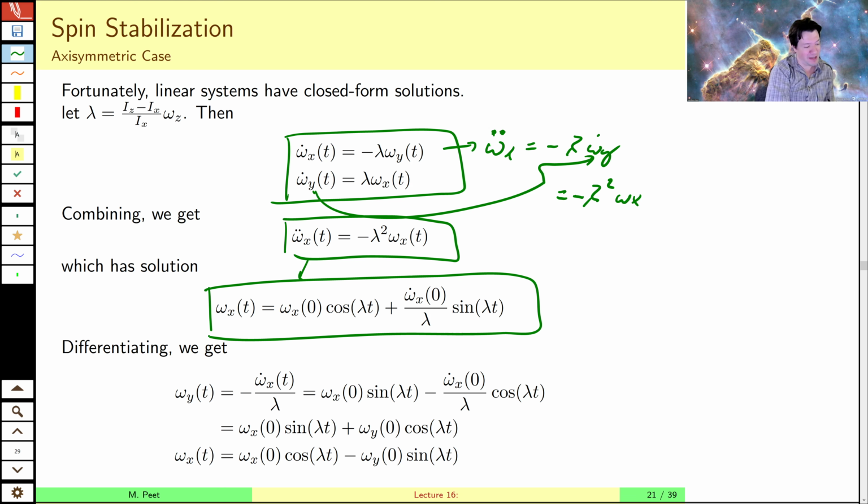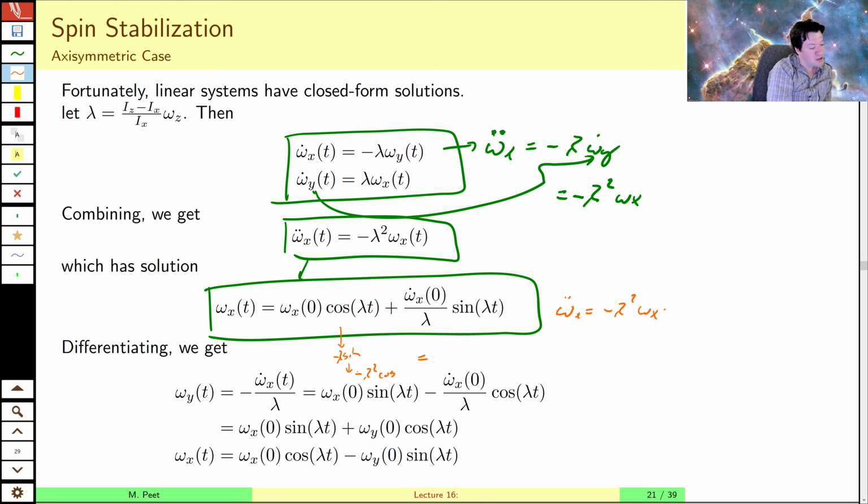If you don't believe me, you can verify this by taking the second-order derivative of omega x. Then this becomes negative sine, and when you take its derivative again, you get negative lambda squared cosine. So you get back to the original form, and you can expand that out and prove to yourself that omega double dot x equals negative lambda squared omega x, if you need to.